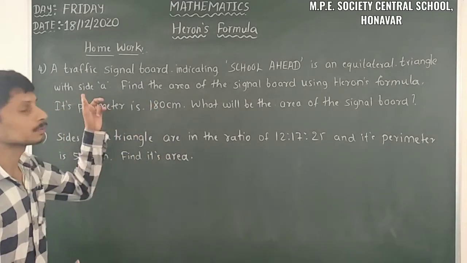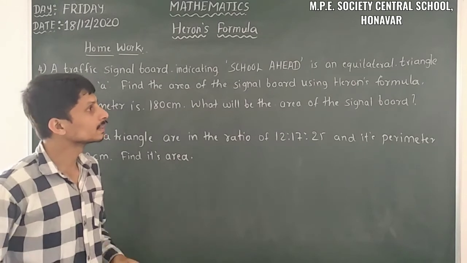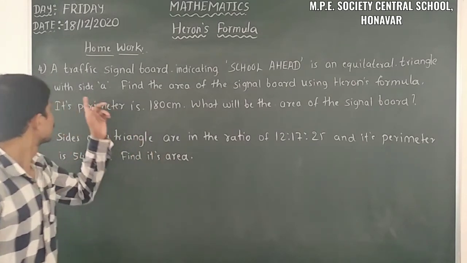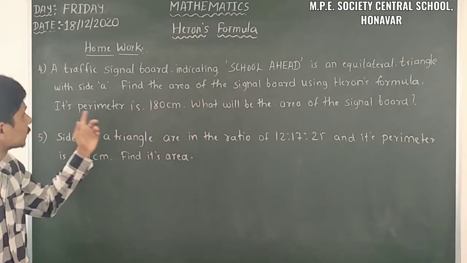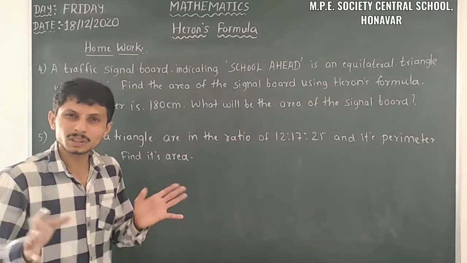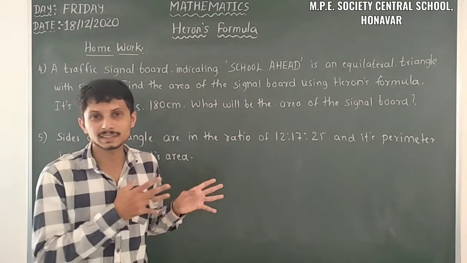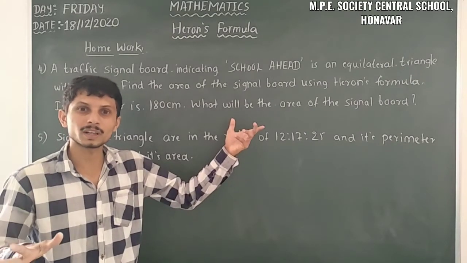So here the first problem: a traffic signal board indicating school ahead is an equilateral triangle with side a. Find the area of the signal board using Heron's formula. Its perimeter is 180 cm. What will be the area of the signal board? It's looking like a very difficult problem, but it's very easy. So don't go with whatever the signal board or whatever it may be.